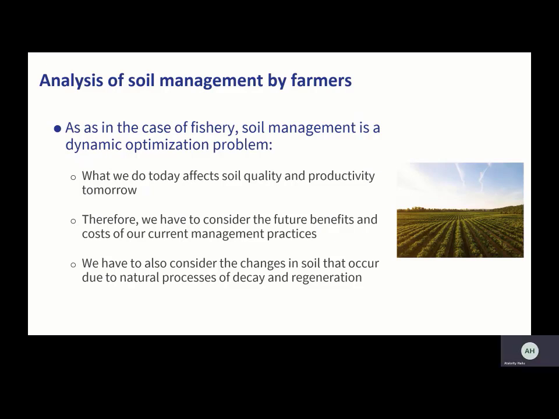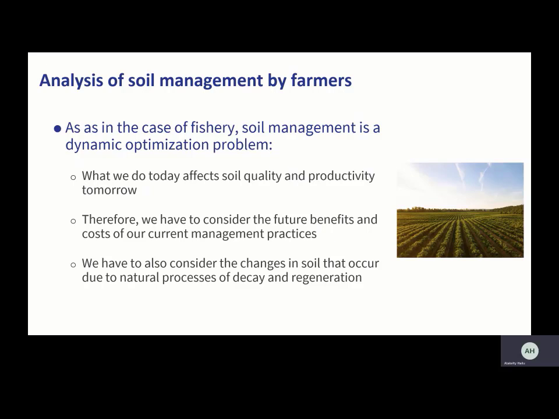So if you are going to analyze soil management by farmers, where do you start? What do you look at? Well, the first thing to notice is that it's a dynamic problem. What you do today affects what happens tomorrow in terms of productivity. Therefore, you should consider in your modeling how future benefits and costs depend on current management practices.